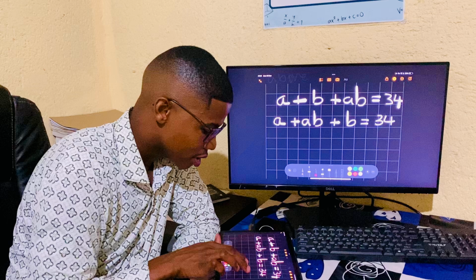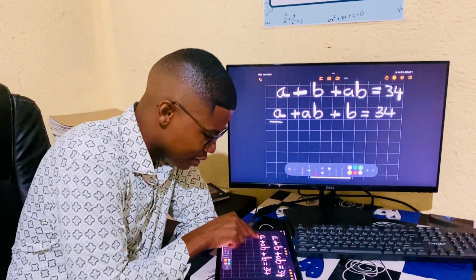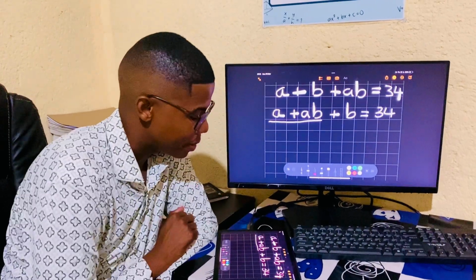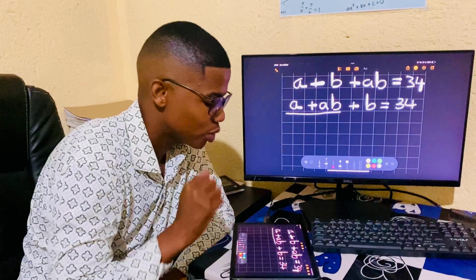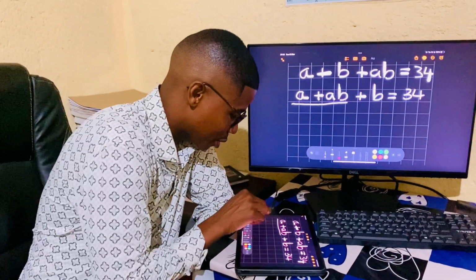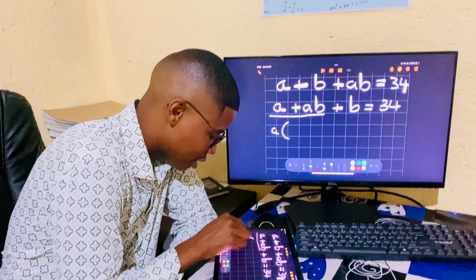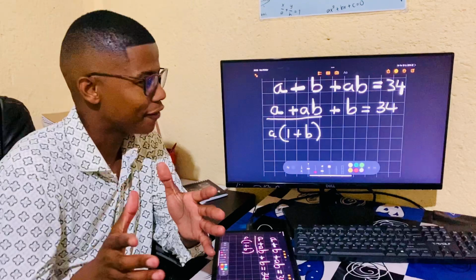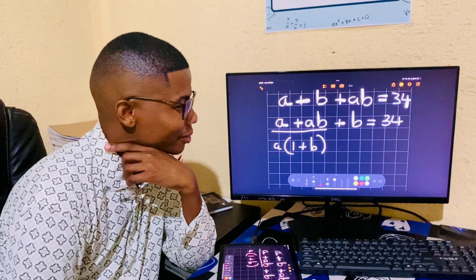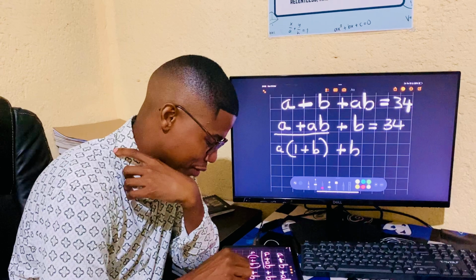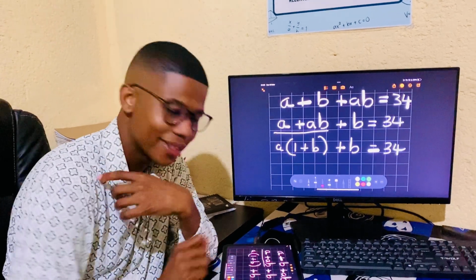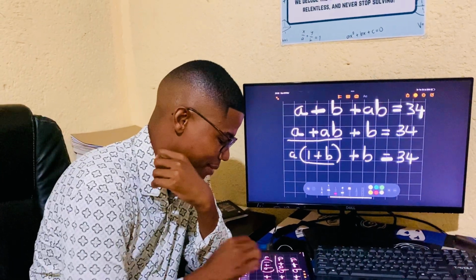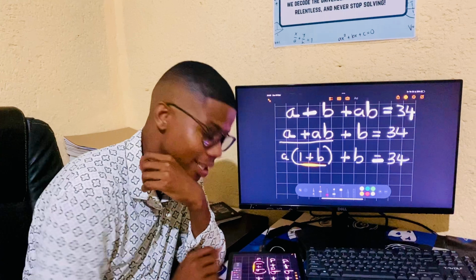Now if you check these first two terms, there's a common factor, right? I could also have left B as the first term. I was still going to have a common factor. So I'm going to take that common factor out. I have 1 plus B left in my bracket after taking the A out, and then plus B equals 34. All right. Now, in the bracket, I have 1 plus B, and outside I have plus B, right?